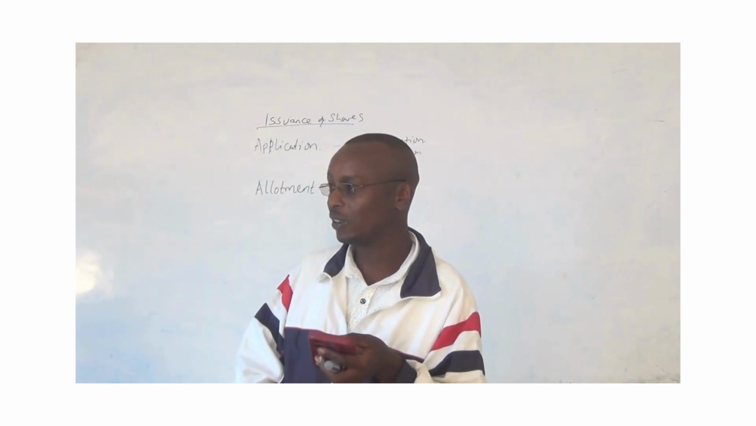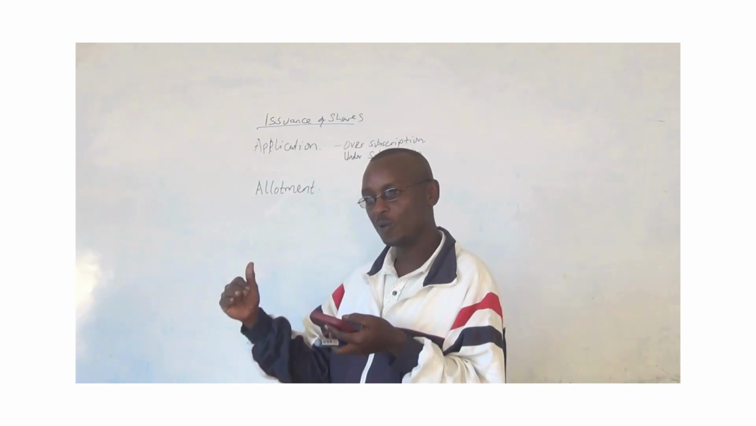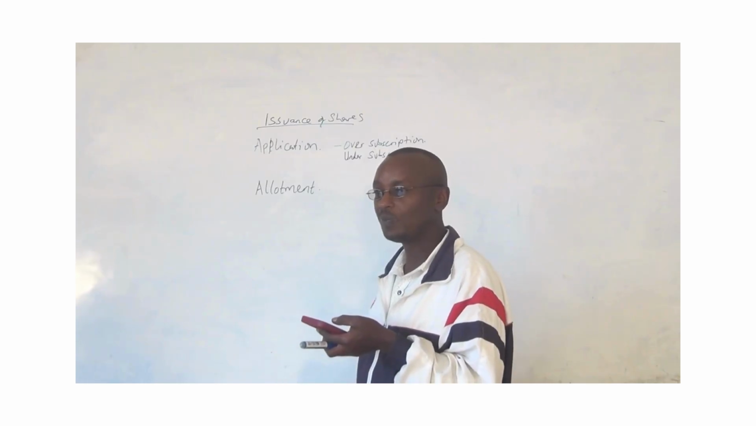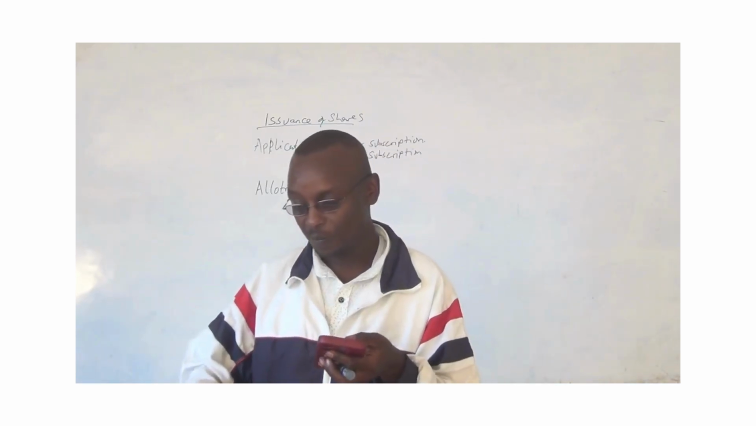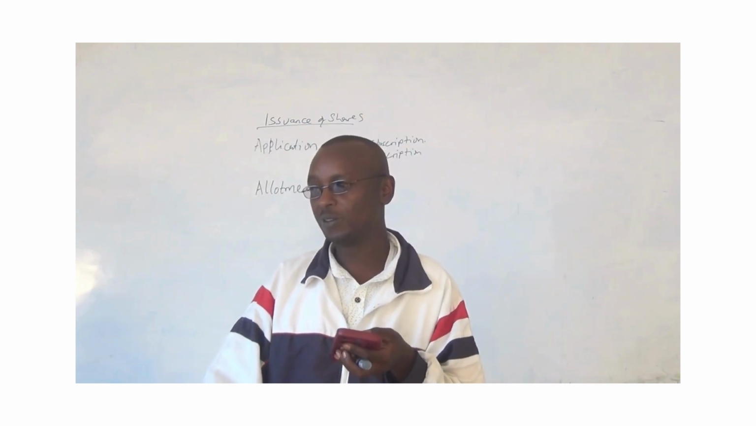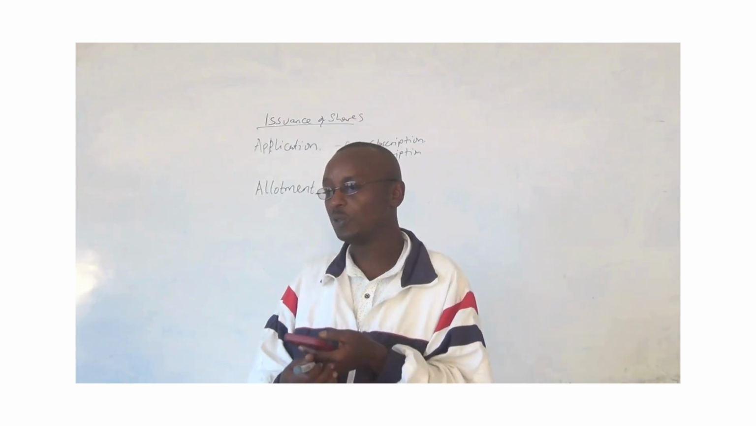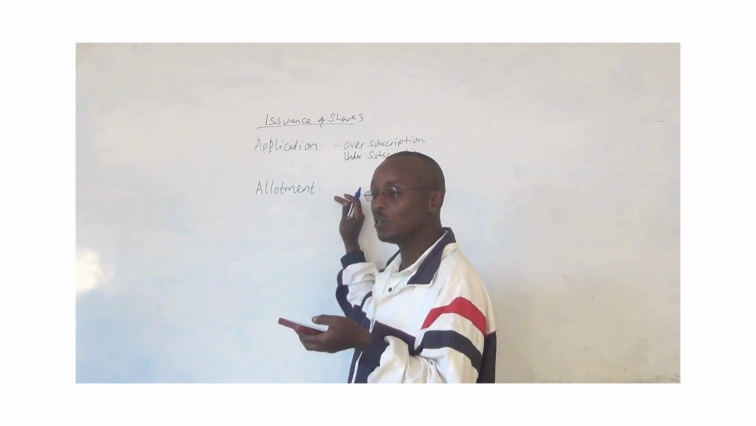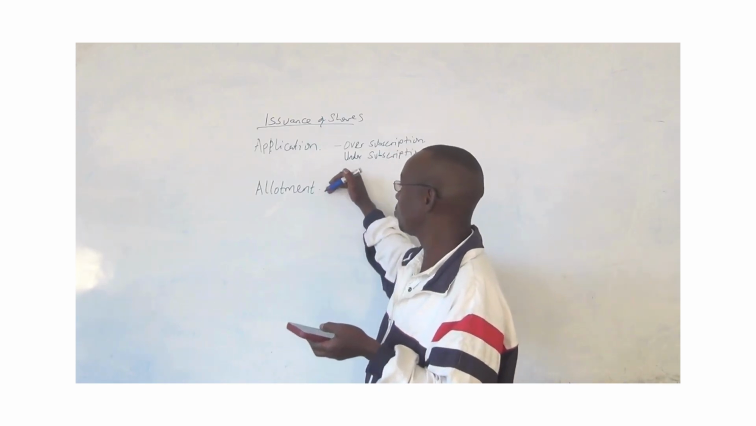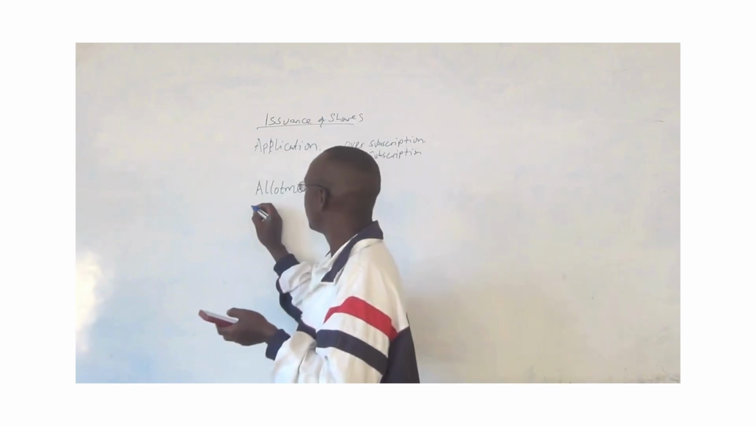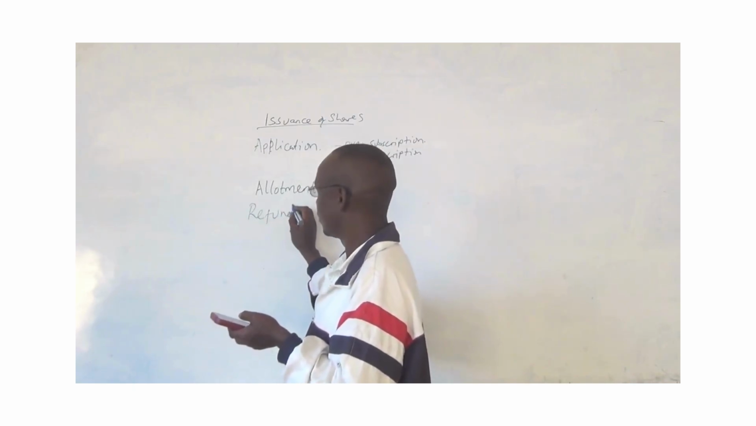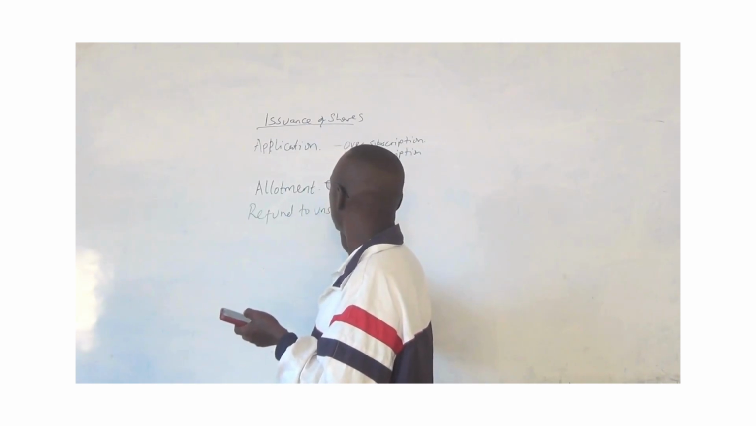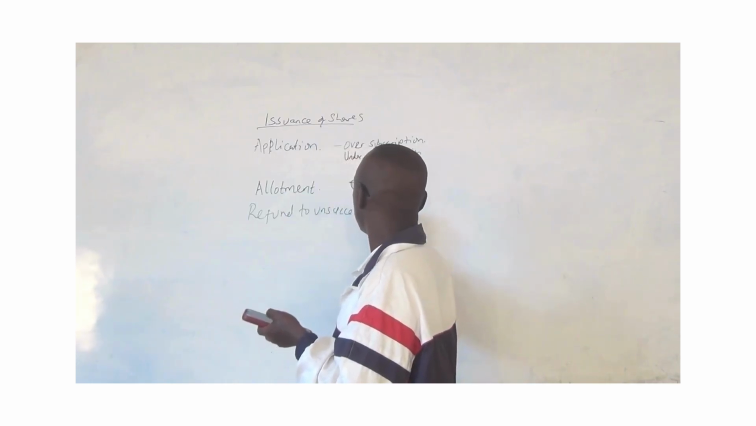So the successful applicants, some had applied for more shares, others had applied for less shares. So you try to allot them so that those who had applied for maybe more shares, you allot them a little number of shares. So what you do, you find that you have some excess money in application. So during allotment, in this period, you can decide to refund to unsuccessful applicants.